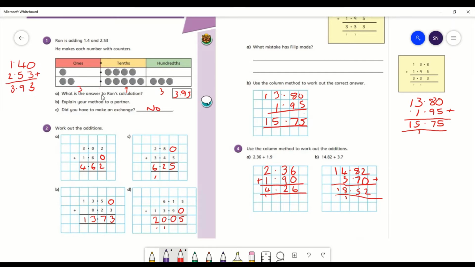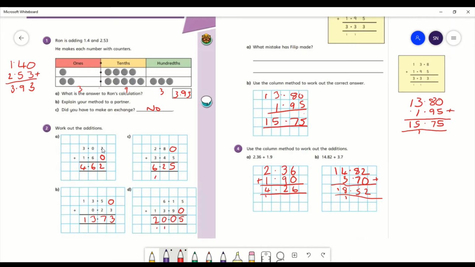So 3.93. Okay, there's no exchanging because actually all of these numbers are less than 10. Okay, work out the additions. Now I've actually first of all put in placeholders. Where they were missing, you can see I put in placeholders. Please do that with yours.